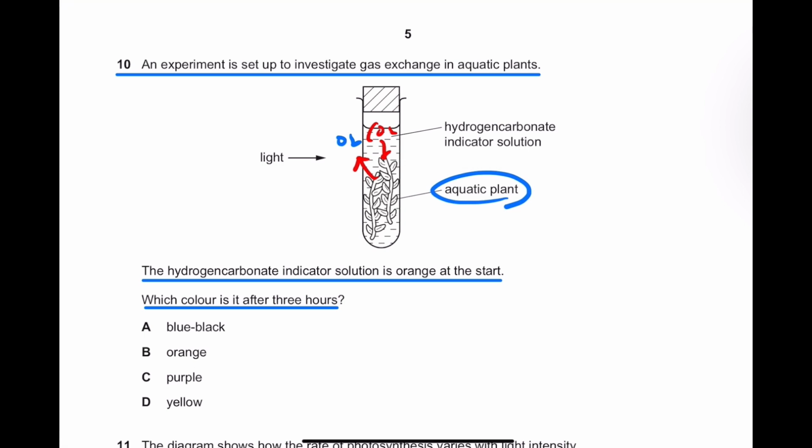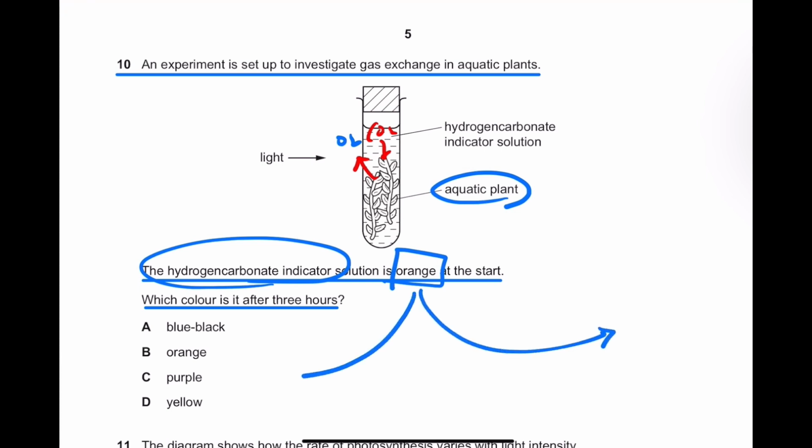So it says hydrogen carbonate indicator is orange at the start. So how is hydrogen carbonate indicator used? It's used to measure the presence of CO2, like how much CO2 is present. Is there a lot of carbon dioxide molecules in the area or not? So it depends on the color change. The color change actually depends on how much CO2 is present.